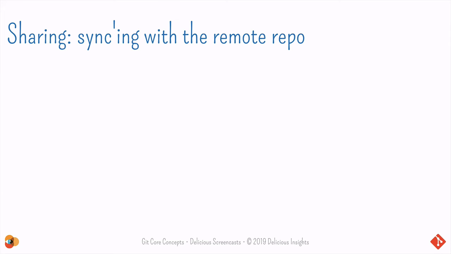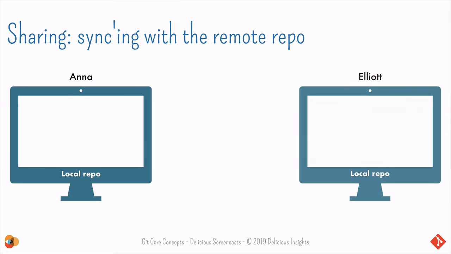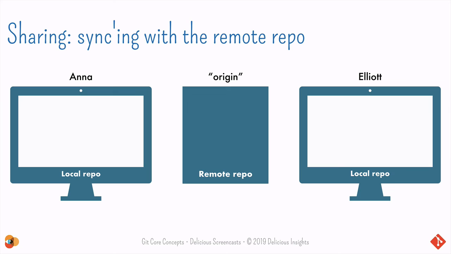Sharing work through a remote repo is easy, by the way. It's all about sending new local references to the remote and getting new remote references in the local repo. Let's imagine we have two coworkers, Anna and Elliot, who collaborate through a common remote conventionally named Origin. For this example, we'll assume they're actually working on the same feature, not on separate areas of the project.